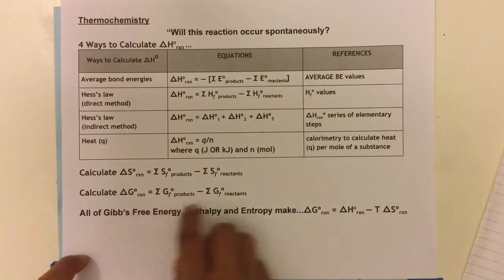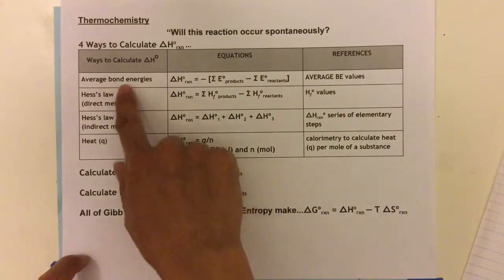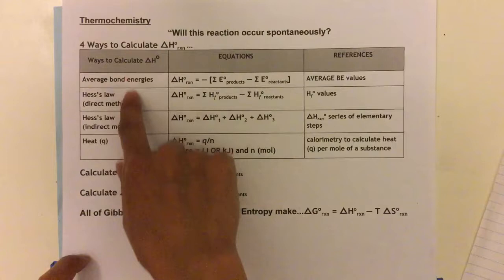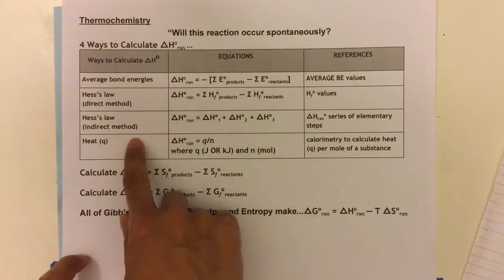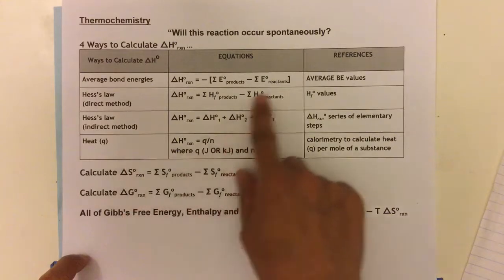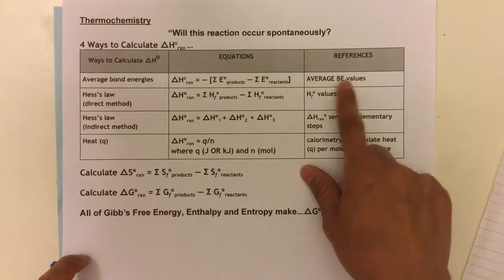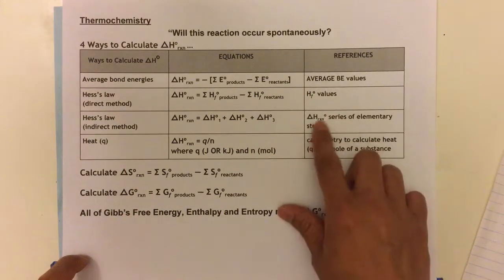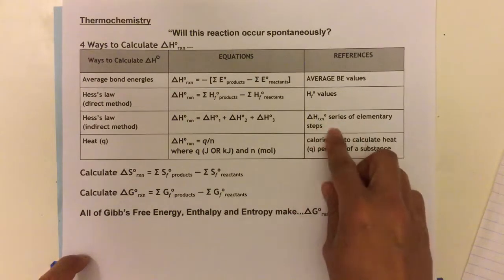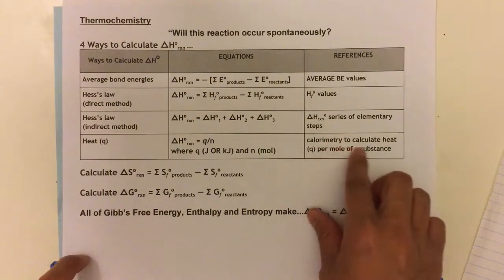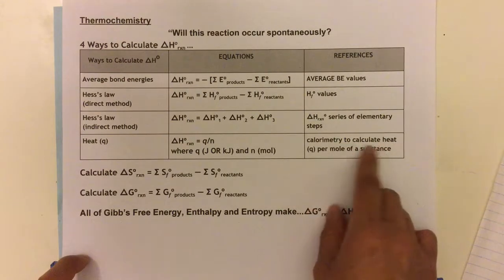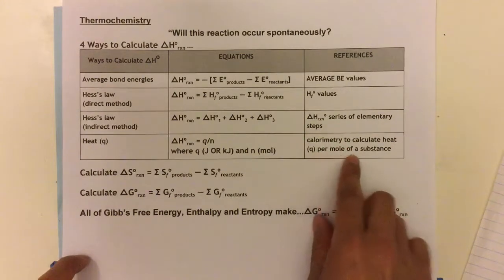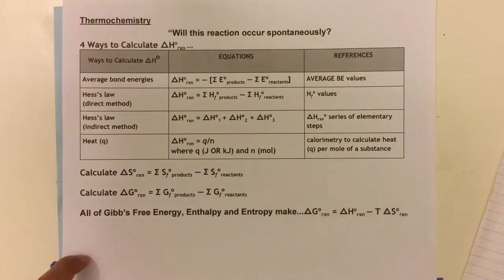Now, these are all the equations you would be using for calculating delta H, which is the change in enthalpy of a reaction. Depending on what you're given, whether it be bond energy, heat of formation values, or a series of elementary reactions, or calorimetry, where you're given the heat or the temperature change where heat is transferred to, say, water per mole of a substance when it combusts.